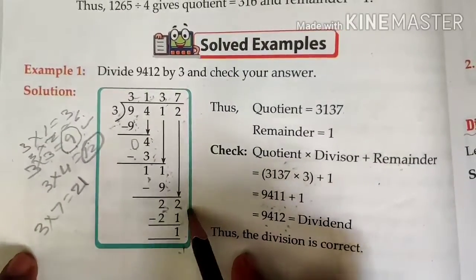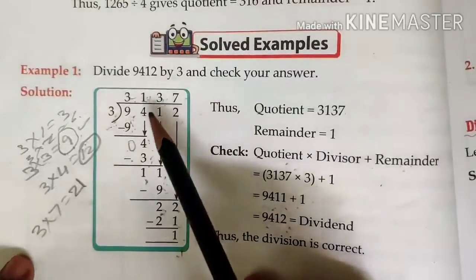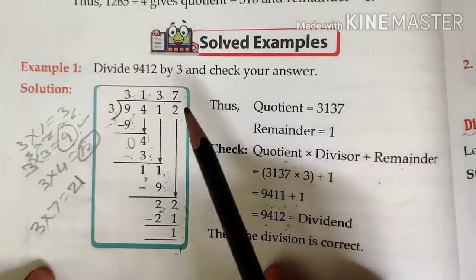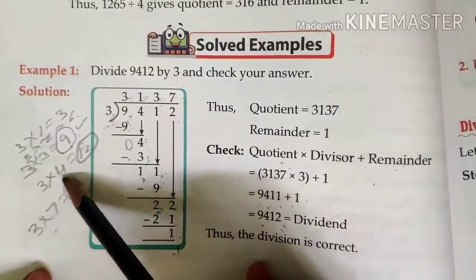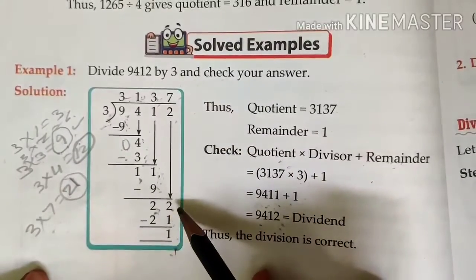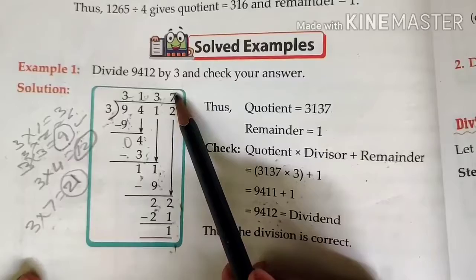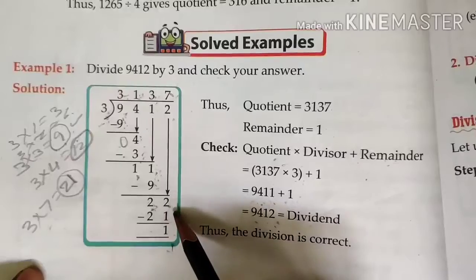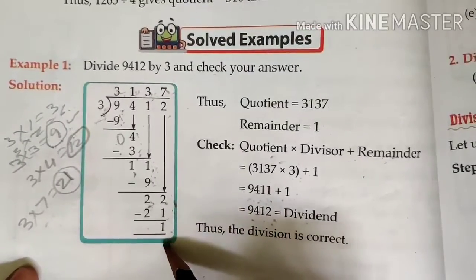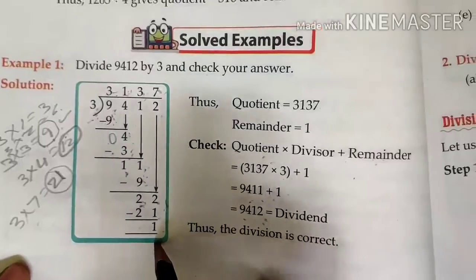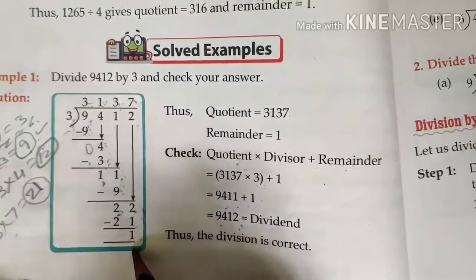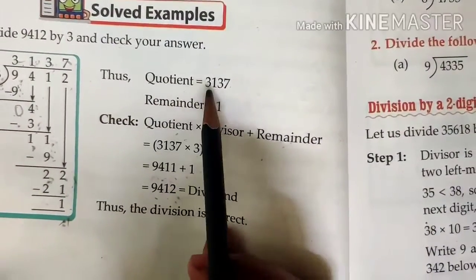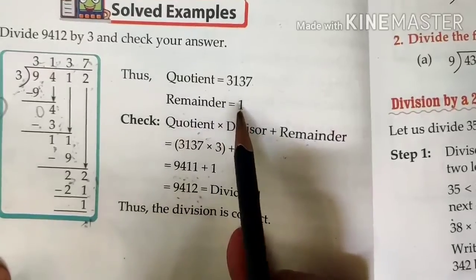Now it became 22, and again you see how many 3s are there in 22. We should always take the smaller number. So 3 7s are 21. How many 3s are there in 22? 7 3s. So write 7 as the quotient and write 21 below 22. Then subtract it, we get 1, meaning remainder 1. Now check. Thus the quotient is 3137. The remainder is 1.